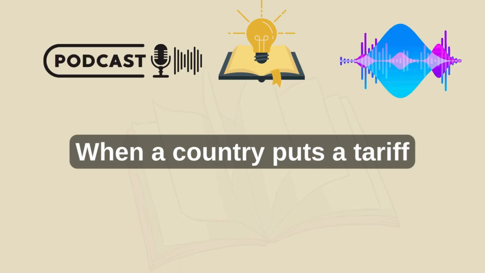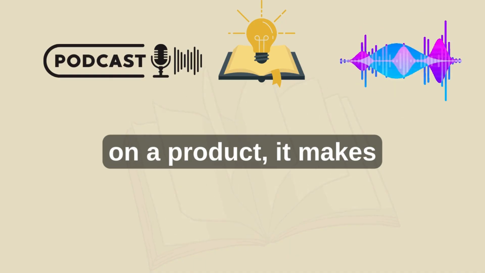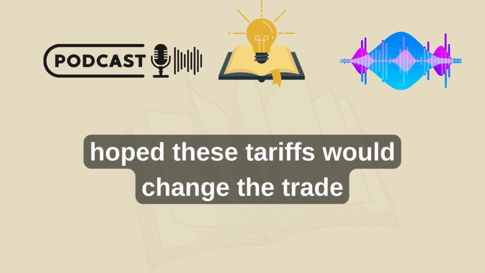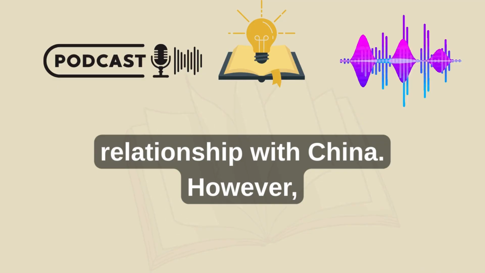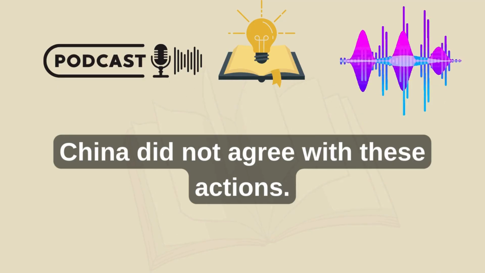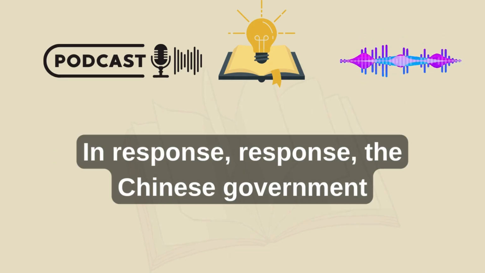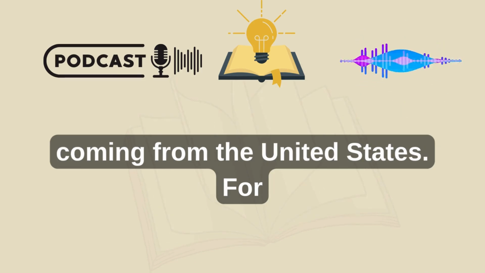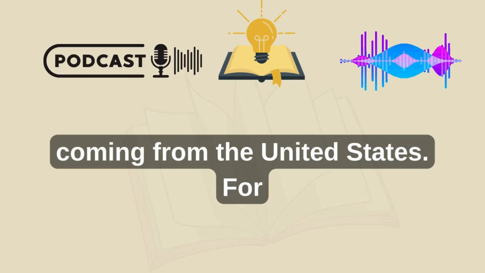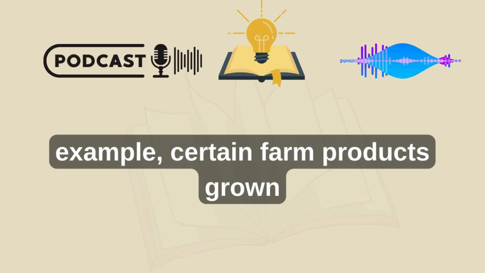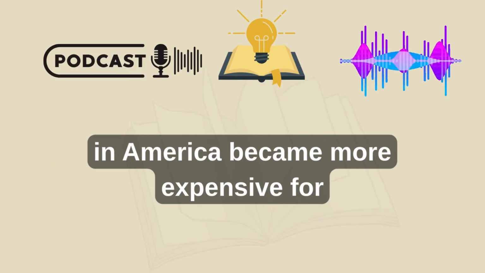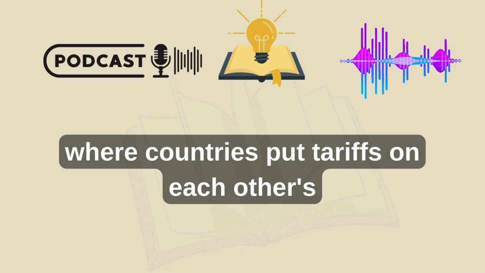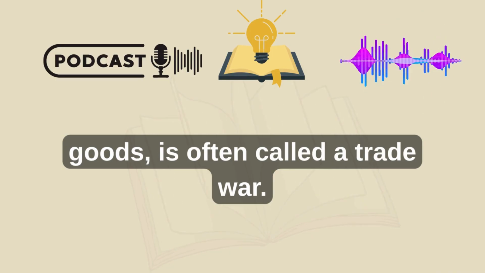When a country puts a tariff on a product, it makes that product more expensive for people in that country to buy. The United States hoped these tariffs would change the trade relationship with China. However, China did not agree with these actions. In response, the Chinese government put its own new tariffs on many goods coming from the United States. For example, certain farm products grown in America became more expensive for people in China. This situation, where countries put tariffs on each other's goods, is often called a trade war.